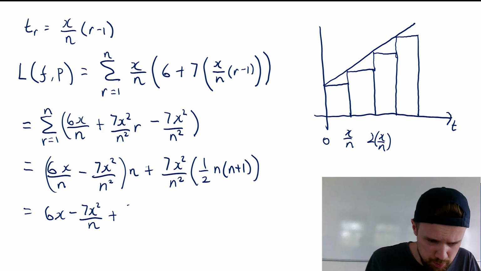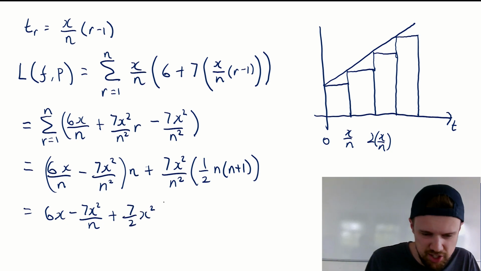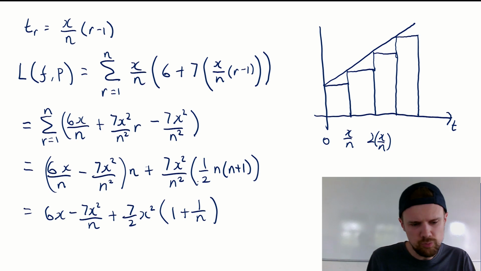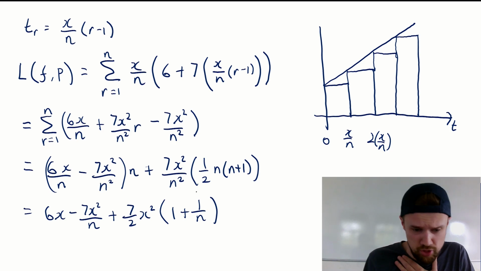Multiplying out some more brackets, we have 7 over 2, lots of x squared. And then once again, same sort of thing as last time. I'm going to skip the steps because we already know it's just going to become 1 plus 1 over n, like so. Cool. So those are our Darboux sums.